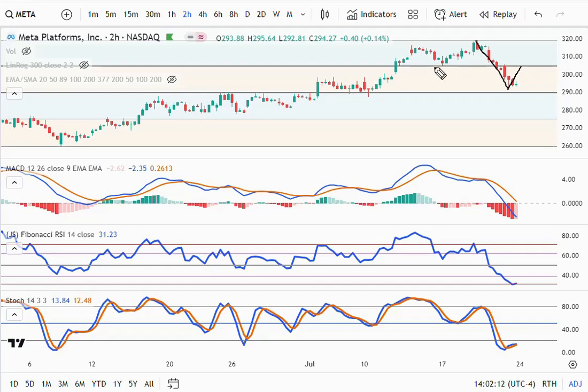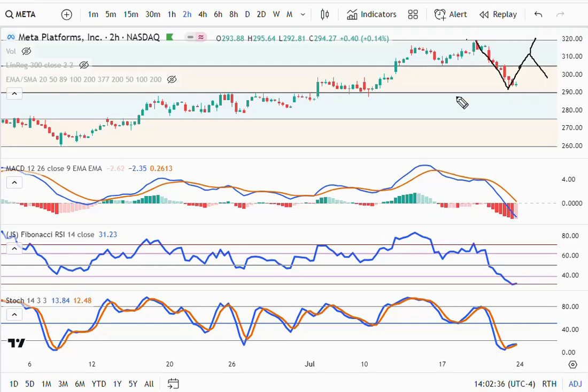So the first level is whether this area is going to act as a resistance if there is a bounce, which is around 305. Second thing I'm watching is whether it's going to form a lower high after forming this high. Now, if it rebounds all the way up to here, then there is no threat of a lower high, but it's something to keep an eye on.